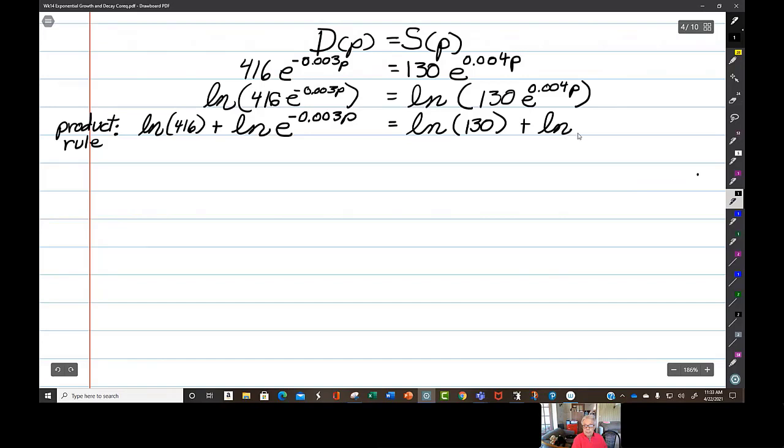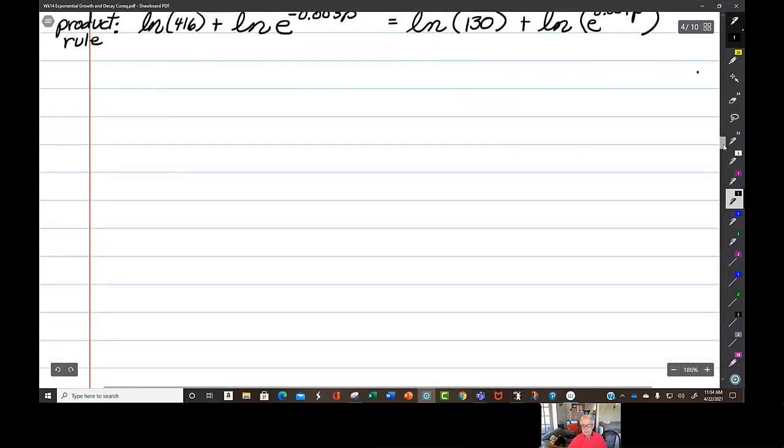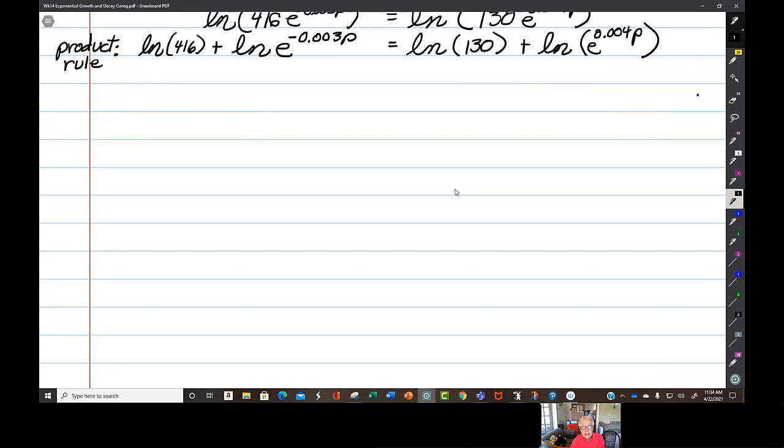So the ln of 130 plus the ln of e to the 0.004p. So that's what I've got right now. Right there. The ln of 416 plus the ln of e to the negative 0.003p equals the ln of 130 plus the ln of e to the 0.004p. Cool.